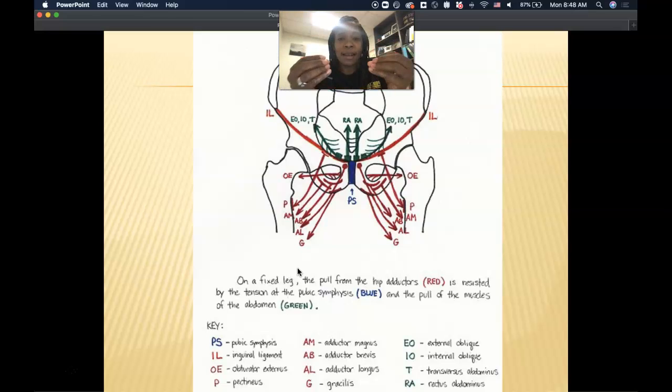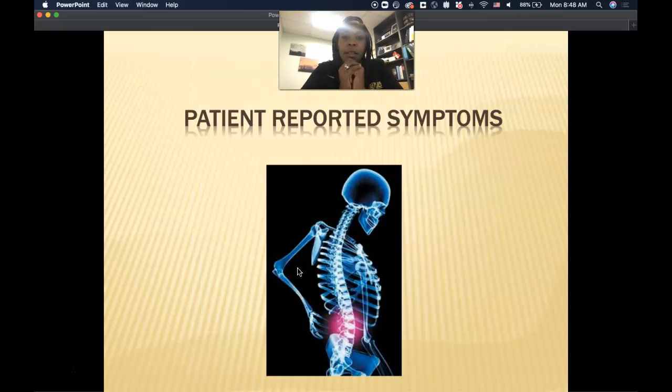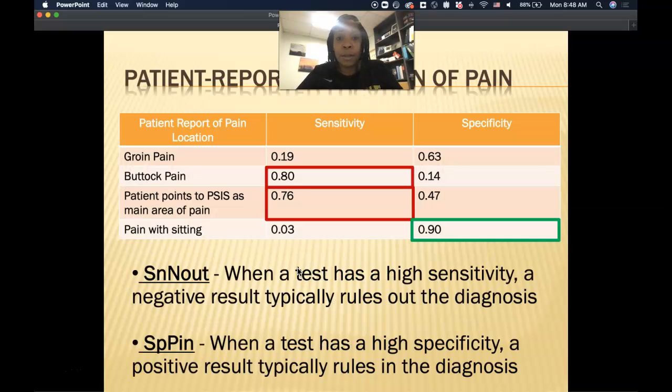So again, knowing that anatomy will help you solve or resolve the dysfunction, and it will drive what you do or how you treat patients clinically. So now we're moving into the patient-reported symptoms, and I'm going to take an evidence-based approach to this. Some of this is textbook-driven, but a lot of it is research-driven, from different research articles that I've read over the last 5 years. So bear with me on this.